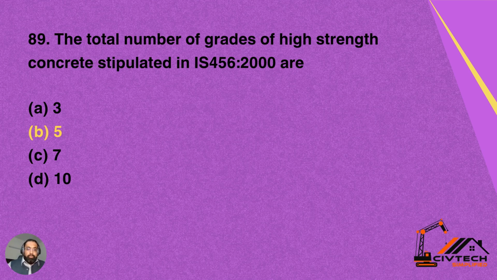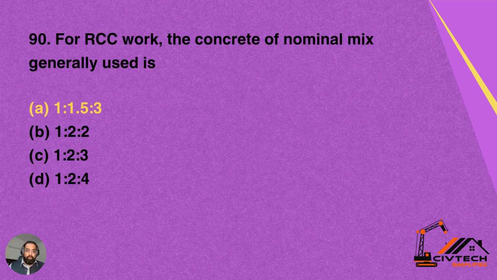Then we have question number 89. The total number of grades of high strength concrete stipulated in the same code. Now, this is the third one. The high strength concrete grades are 5. Option A is 3, option B is 5, option C is 10, option D is 10. So 5 is the correct answer. B is the correct option for this question. The total number of grades of high strength concrete stipulated in IS 456:2000 are 5.